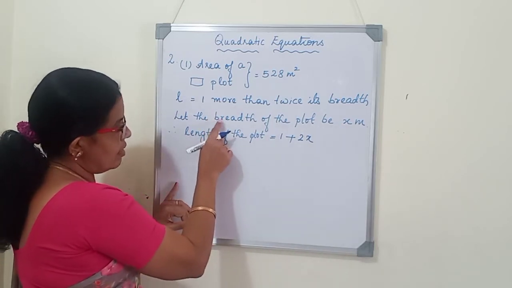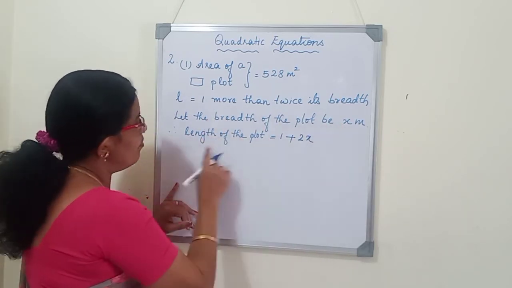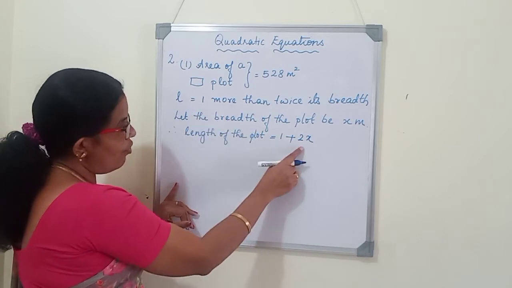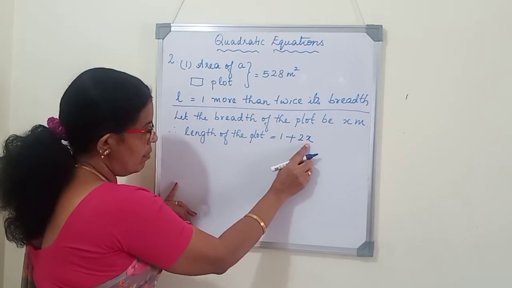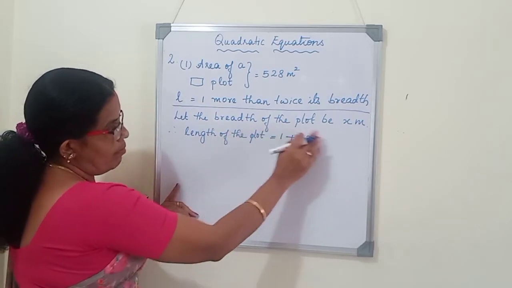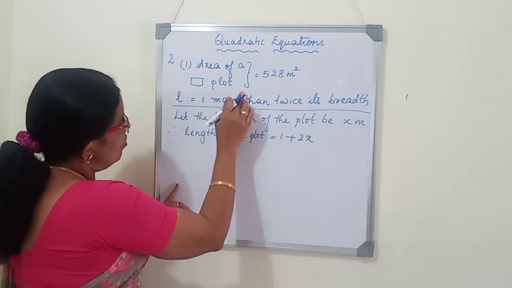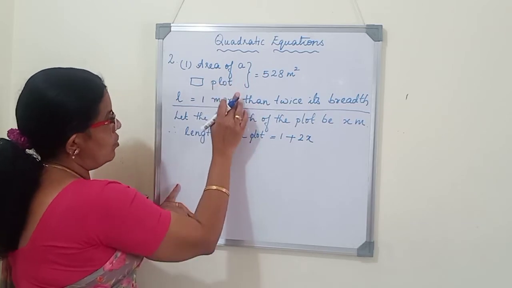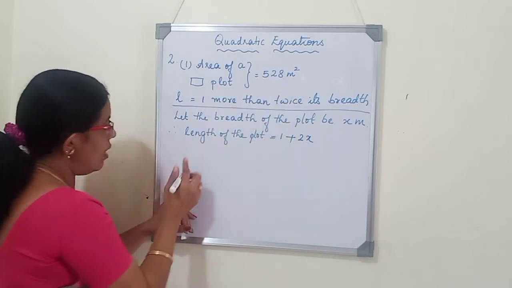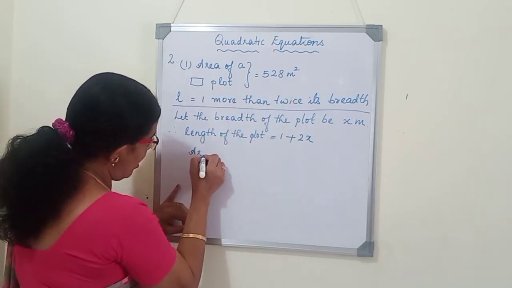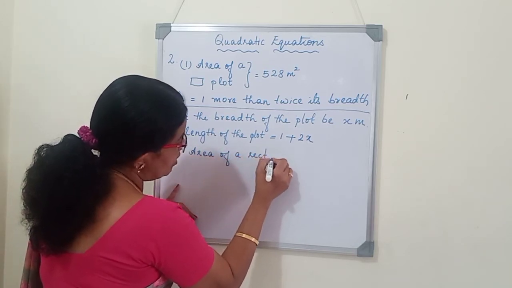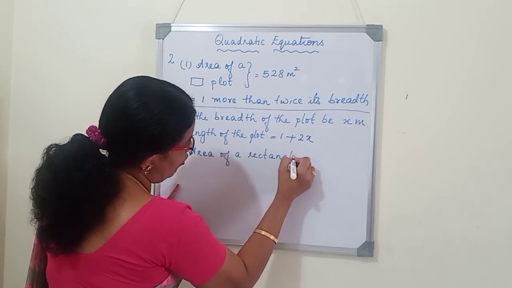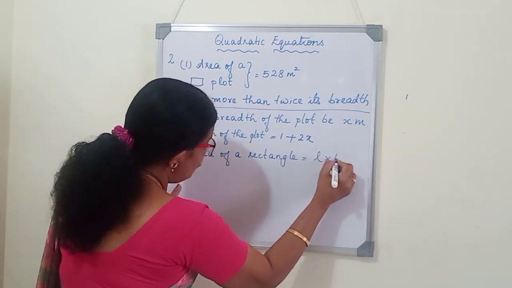So, we will start with breadth be x unit and we will write length in terms of breadth. That is, length is equal to 1 more than twice its breadth. So, we got length and breadth. Now, we have to write the quadratic equation. Area is 528. We know that area of a rectangle is equal to length into breadth. The formula to find area of a rectangle is length into breadth.